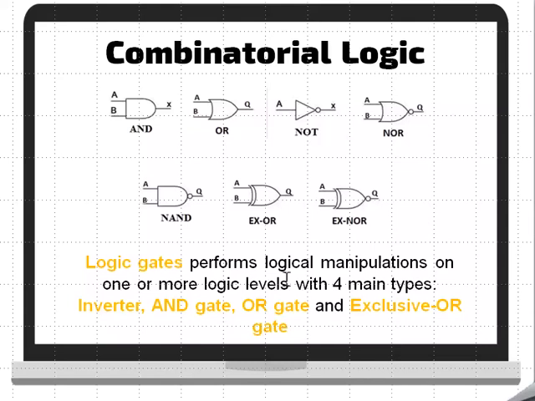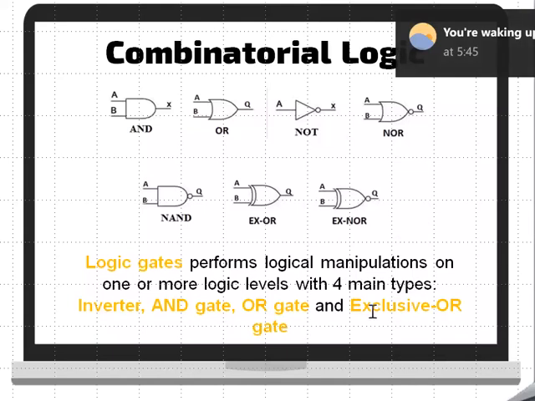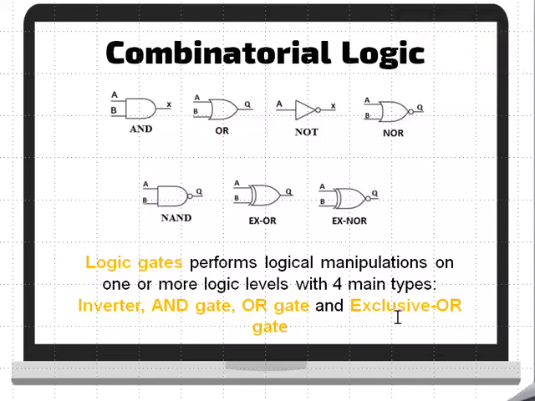The inverter is a device which changes a low logic level to a high level and vice versa. So it's similar to NOT. An AND gate is a two-input device with one output which is high only when both the inputs are high. The OR gate is a two-input device with one output which is high if either or both of the inputs are high. Lastly, we have the exclusive OR gate, which is a two-input device with one output which is high if either input is high but not both. You can also see other examples of logic gates aside from the ones discussed, such as NAND and XOR.